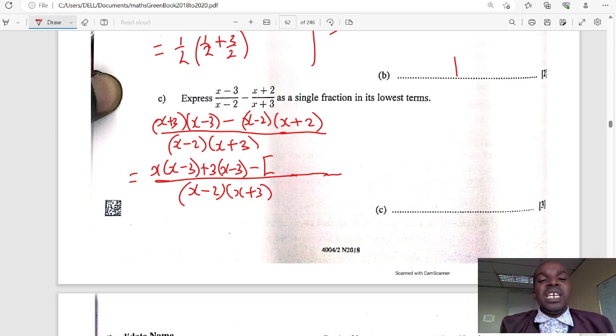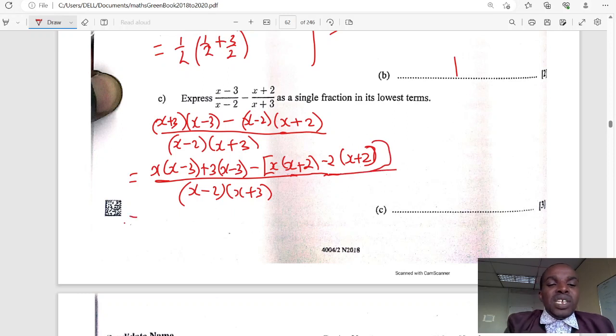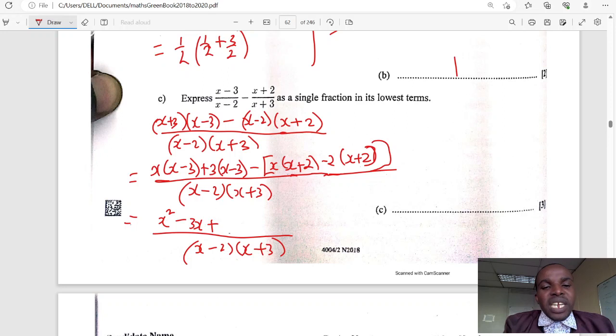Put a big one. Then in the first bracket, we have x and minus 2. x will multiply the second bracket, which is x plus 2. Then minus 2 will multiply the second bracket, which is x plus 2. I put the big bracket so that I will simplify that part first. Then the denominator is x minus 2, x plus 3. Then x times x is x squared. Minus x times 3 is minus 3x. Then plus 3 times x is 3x. Then 3 times minus 3 is minus 9.